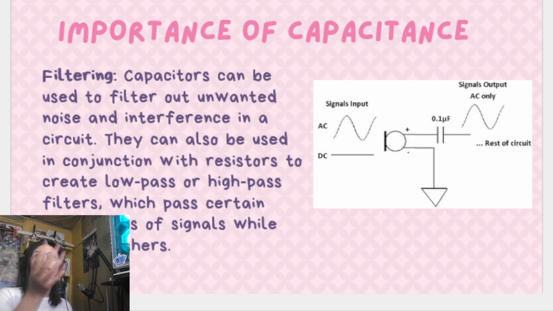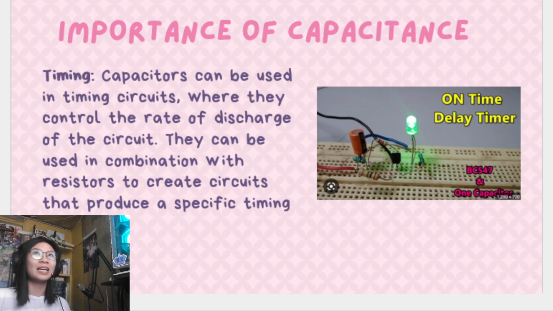Distributions gikan sa aneko padulong sa atong balay, padulong sa atong mga poste. So those are using AC, electric motors, and some of the household appliances. So those are ACs. Okay? So capacitors can filter. Next is timing.